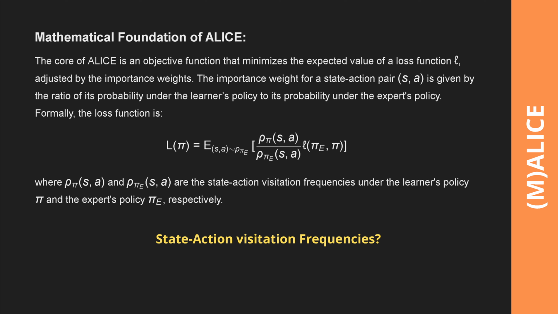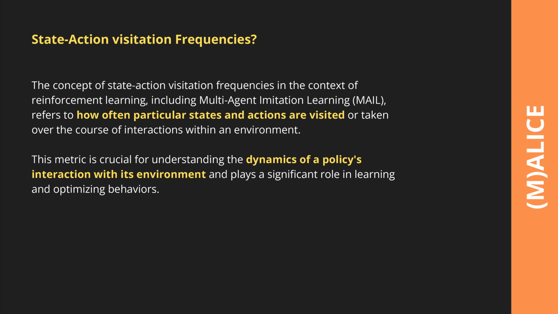And you know this is the classical loss function, where rho pi and rho pi expert are the state-action visitation frequencies under the learner's policy pi and the expert policy pi expert. Now, if you've never seen this, I asked myself the first time, what are state-action visitation frequencies? In multi-agent imitation learning, state-action visitation frequencies refer to how often particular states and particular actions are visited in the course of the interaction with the environment.